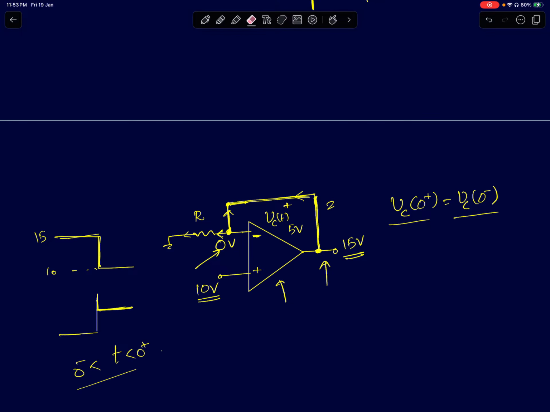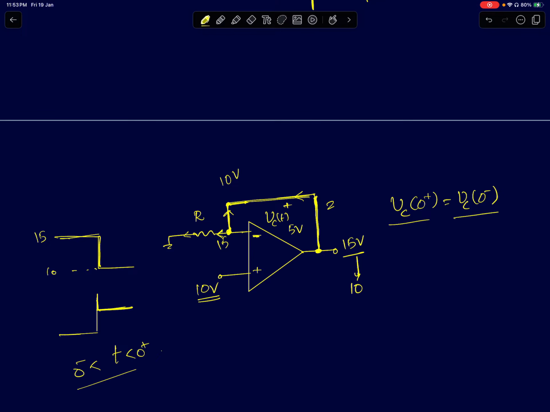The instant you connect it, it doesn't matter what your output voltage is. Wherever it is, if it's 15 volts, this will also come to 15 and immediately it's in negative feedback mode, in a unity follower mode. So this will come to 10 volts. This node will also rise to 10 volts.